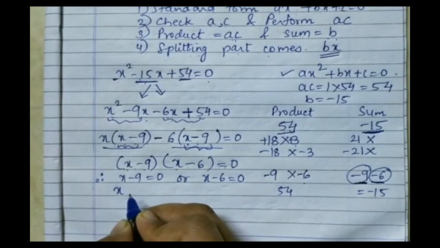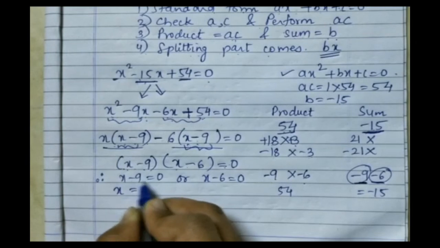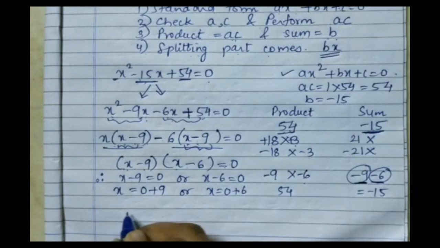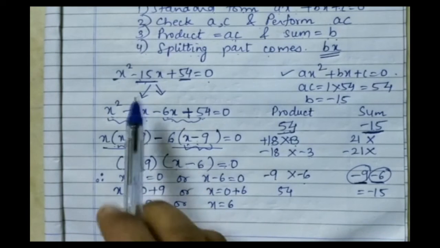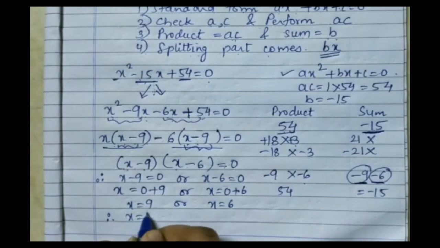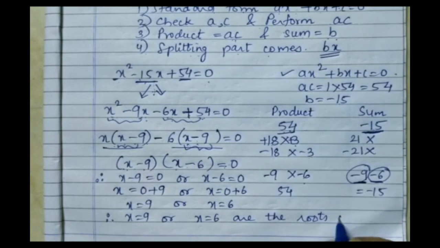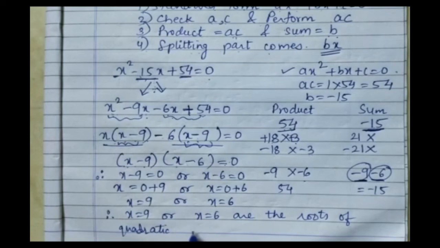So we actually need to find the value of x. That is the reason why we are solving the quadratic equation, to get the values of x. So x will remain on this side, 0, minus sign comes from here to here as plus 9, or x equals 0 plus 6. So x is equal to 9 or x is equal to 6. These are the roots of my given quadratic equation. So I write, therefore x equal 9 or x equals 6 are the roots of the quadratic equation.